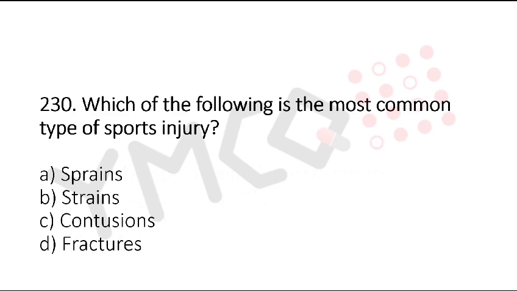Which of the following is the most common type of sports injury? Option A, sprain. Option B, strain. Option C, contusions. Option D, fractures. And the answer is option A, sprain. Now let's move to question number 231.